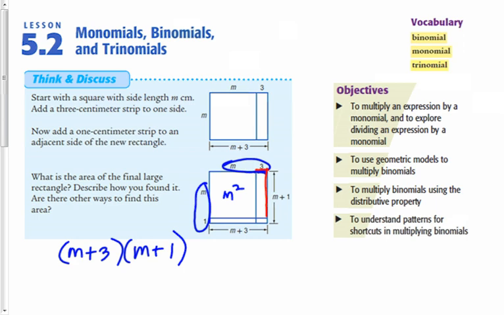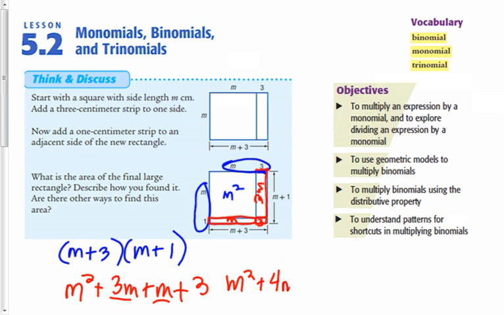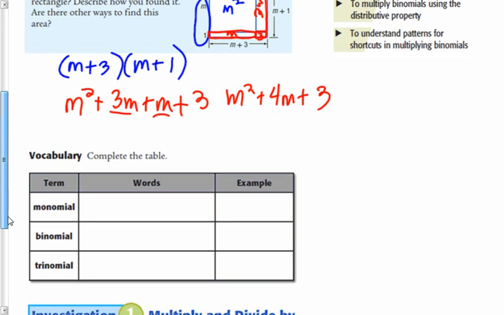This part here is 3 by m, so that part's 3m. This part right here is 1 by m, so 1m. And this little part right here is 1 by 3, so 1 times 3 is 3. Now we can add the areas of those parts together: m squared plus 3m plus m plus 3. We can simplify that a little. These 2 are like terms, so we get m squared plus 4m plus 3. We're going to be using models like that to help us solve these.